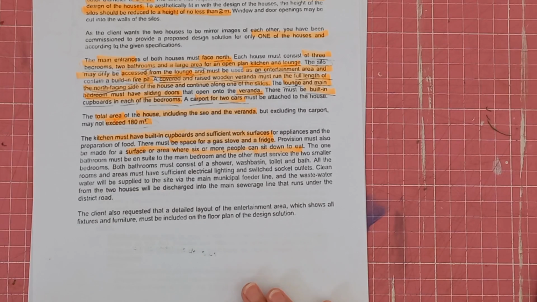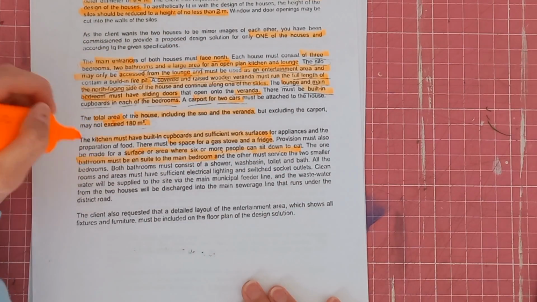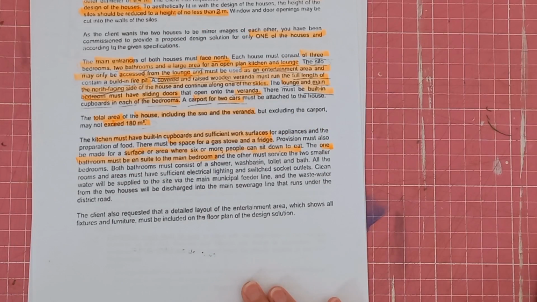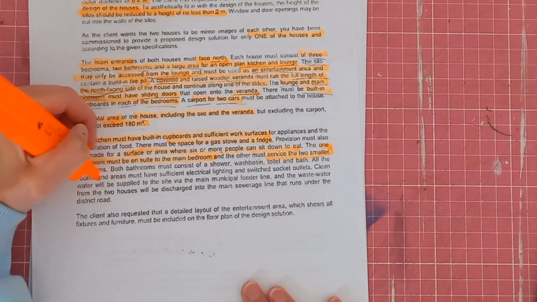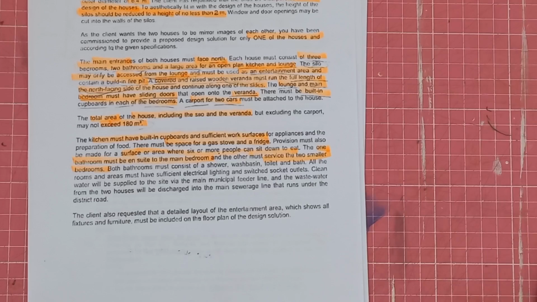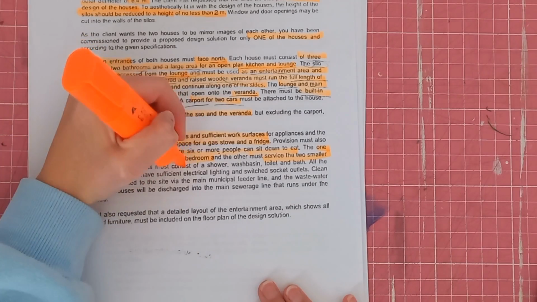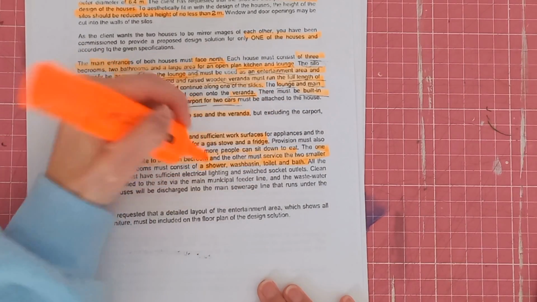The 1 bathroom must be en suite to the main bedroom, and the other must service the 2 smaller bedrooms. So obviously they're shared between the smaller bedrooms. Both bathrooms must consist of a shower, wash basin, toilet, and bath.